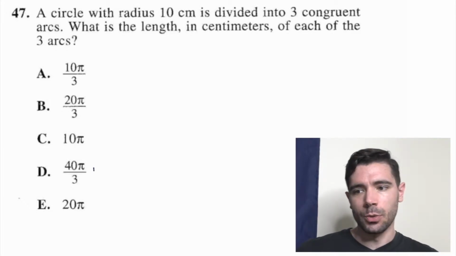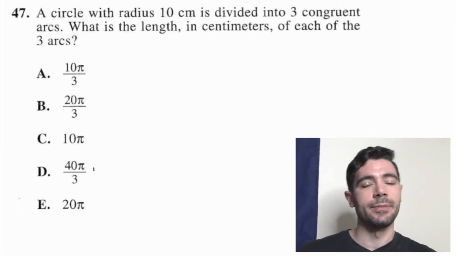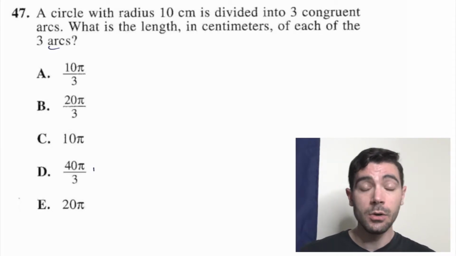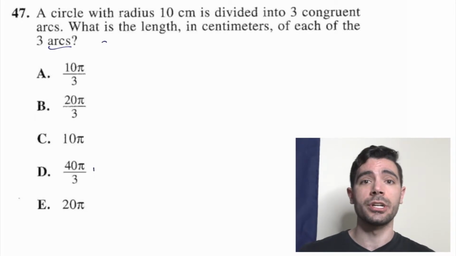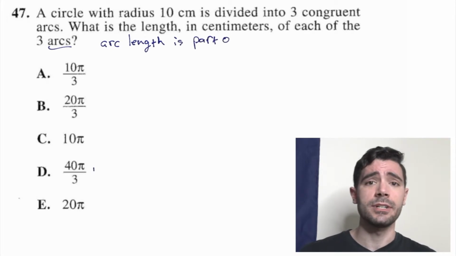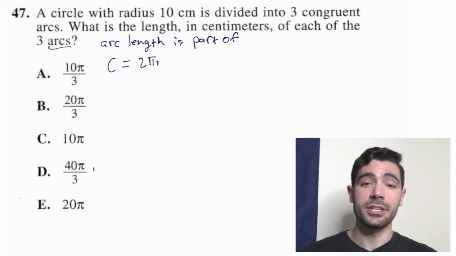It reads, a circle with a radius of 10 centimeters is divided into 3 congruent arcs. What is the length in centimeters of each of the 3 arcs? Okay, so this is an arc. Well, an arc length is a portion of the circumference, sort of like the crust of a pizza. What would the circumference be of this circle? Well, its radius is 10, and we know that circumference is 2 pi r. So 20 pi would be the circumference of this circle, and we're going to divide that into 3 congruent arc lengths. So we'll take that 20 pi and divide it by 3.